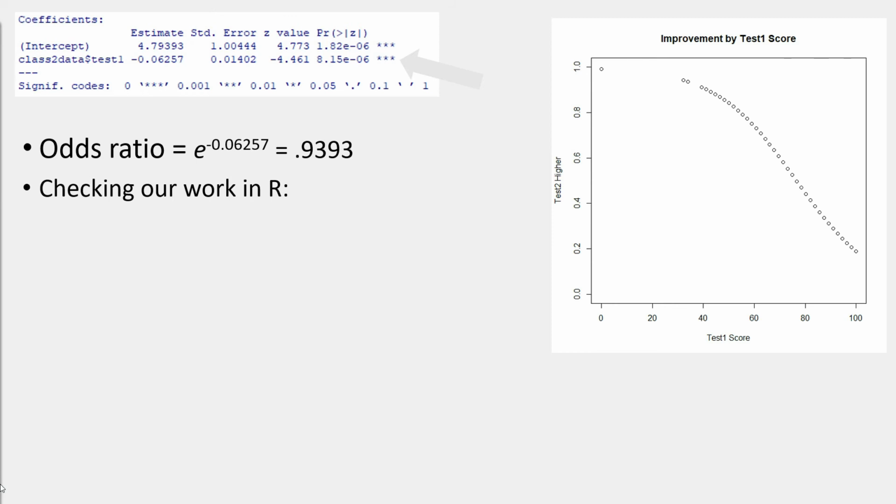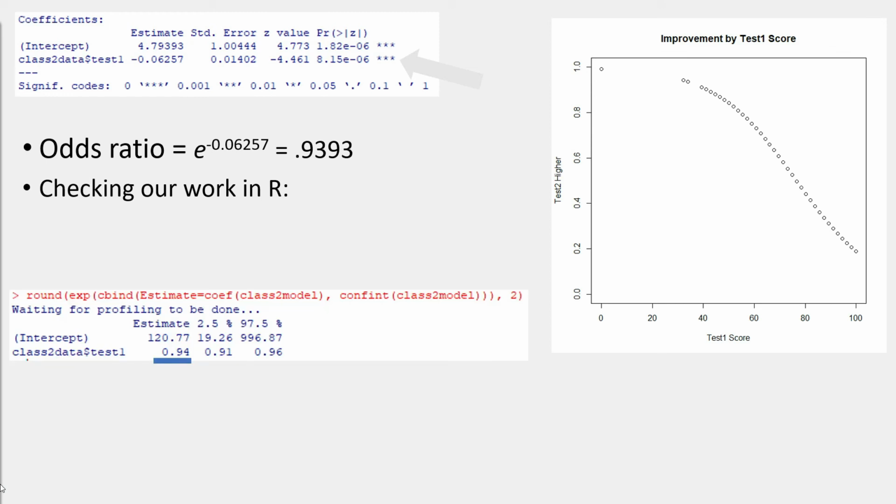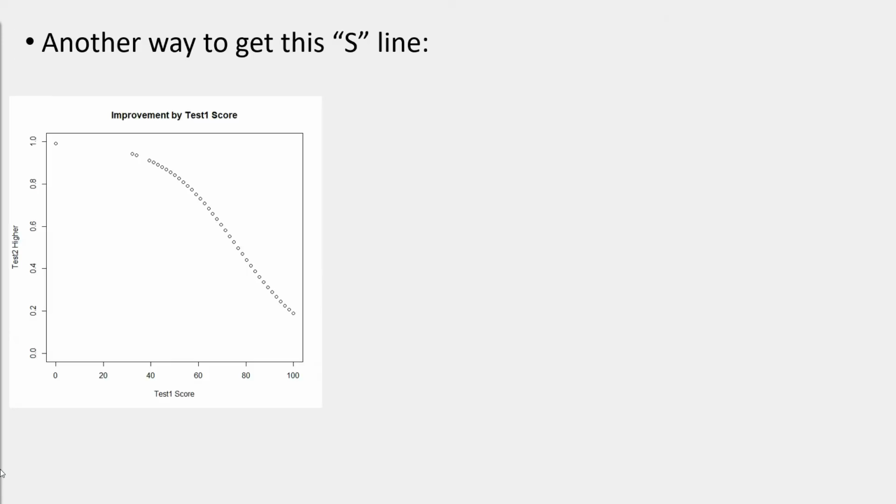Here's a command to do that. I include the confidence intervals as a measure of the quality of the model. We would expect 95% of similar samples to result in models whose slope coefficients fall between 0.91 and 0.96. How good is the relation predicting probability of improvement from test 1 score? Not bad. There are other ways to get this sigmoid and prettier versions of it.